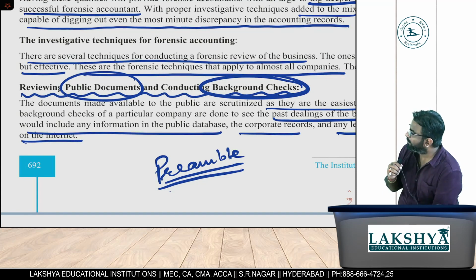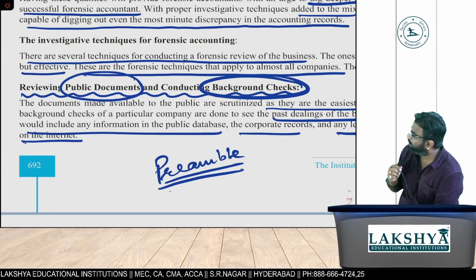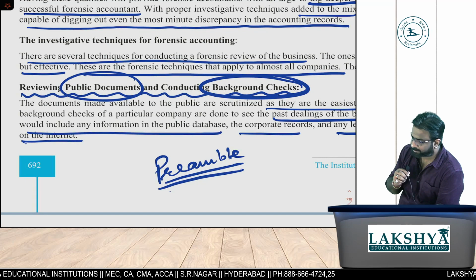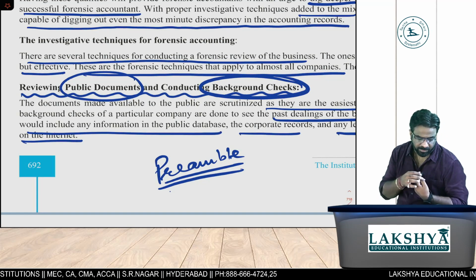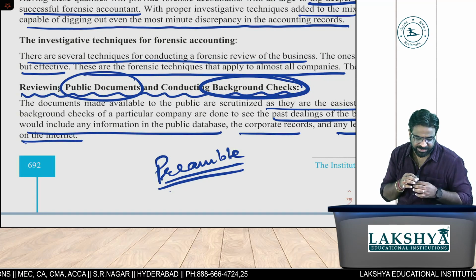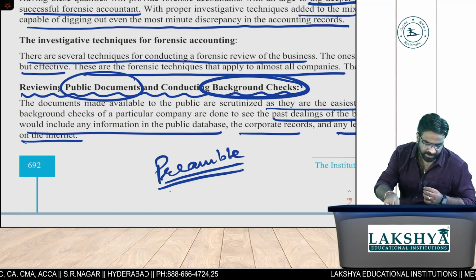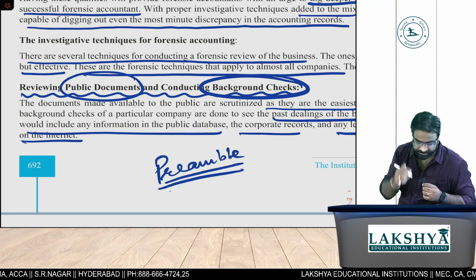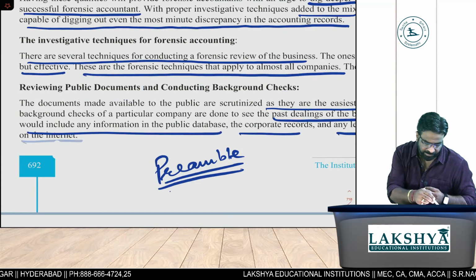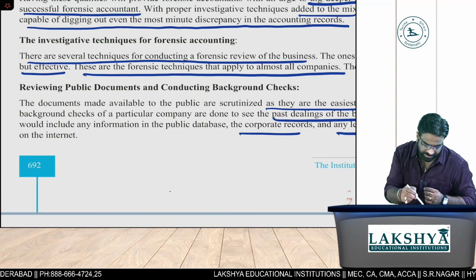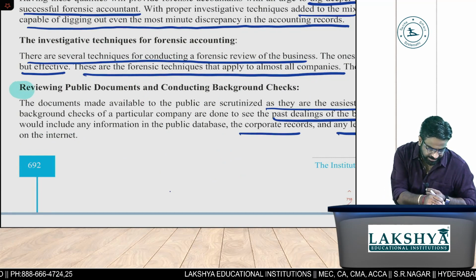reviewing public documents and doing background checks.